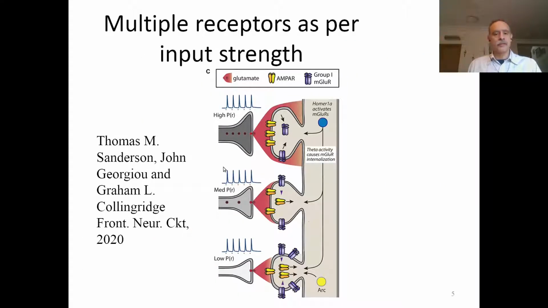Just to reiterate the point, the same quote-unquote simple synapse can have completely different kinds of responses depending on the input strength. So here we have three cases. This is a review by colleagues of Graham Collingridge. You can have three different kinds of synaptic release probabilities, that is the P bracket R. So let's start with the low release probability, in which case you have only a small amount of neurotransmitter being released. That's the cone of reddish signal here, that's the glutamate.